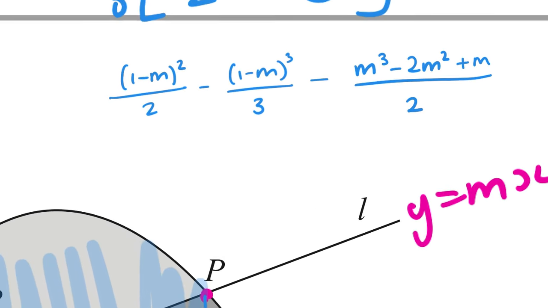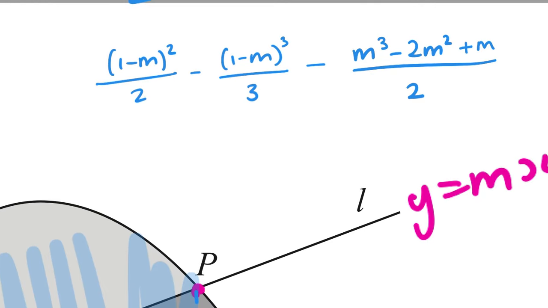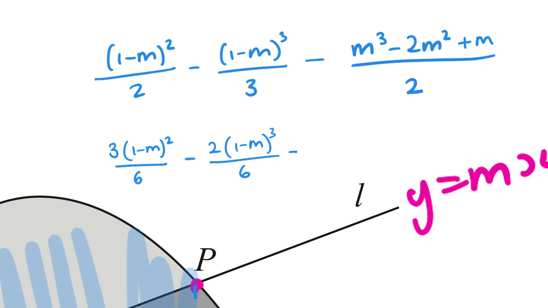Great. Okay, what do you think we now have to do? Common denominator. So what is common between 2 and 3? 6. So I'm going to put them all over 6. So if this is over 6, and then did anyone expand all the brackets? I did. You did? Okay, I might have to do it. Right, so if I put this over 6, I know I'm going to have 3 lots of 1 minus m squared, minus 2 lots of 1 minus m cubed over 6, minus 3 lots of m cubed minus 2m squared plus m, all over 6.